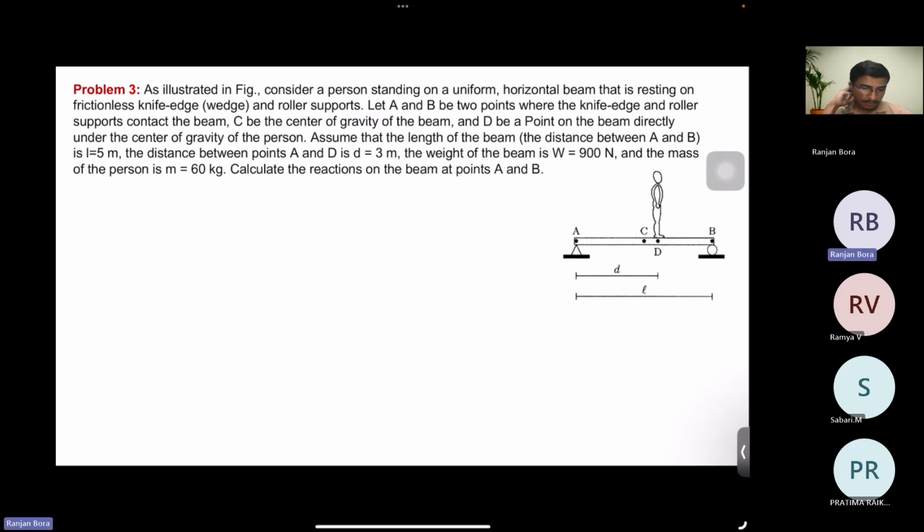Now there is one problem you need to solve. In this problem, a person is standing on a uniform horizontal beam that is resting on frictionless knife edge and roller supports, and A and B are 2 points where the knife edge and roller supports contact the beam. C is the center of gravity of the beam, and D is the point on the beam directly under the center of gravity of the person. The length of the beam is given, which is 5 meter, and the distance between points A and D is 3 meter. The weight of the beam is 900 Newton, and the mass of the person is 60 kg. You need to calculate the reactions on the beam at points A and B.